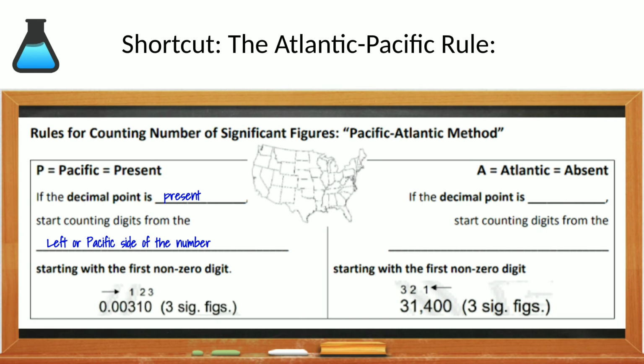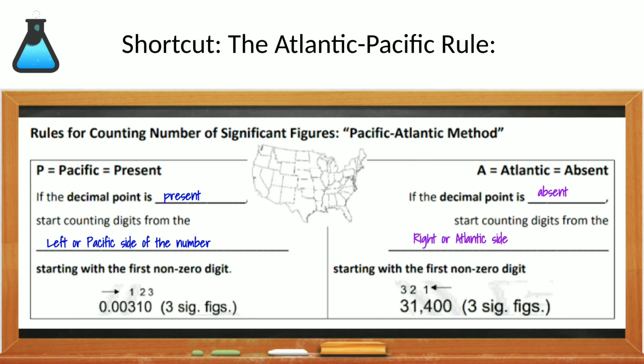To use the Pacific rule, if a decimal is present in a number, start looking for the significant digits on the left. Once you hit your first non-zero digit, that is your first significant digit. Continue moving from left to right until you've counted all the remaining digits in the number. So this value has 3 significant digits. The first non-zero digit is 3, and we continue until we're done with the number.